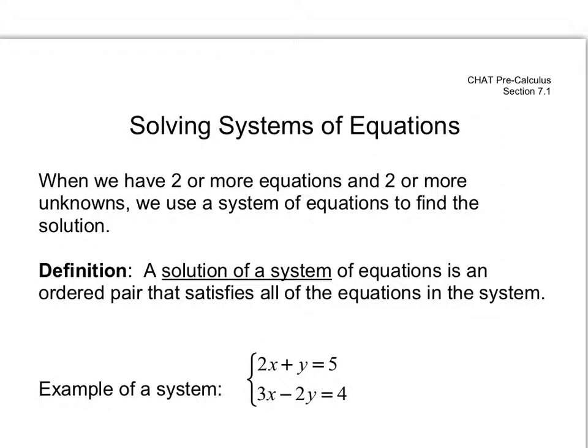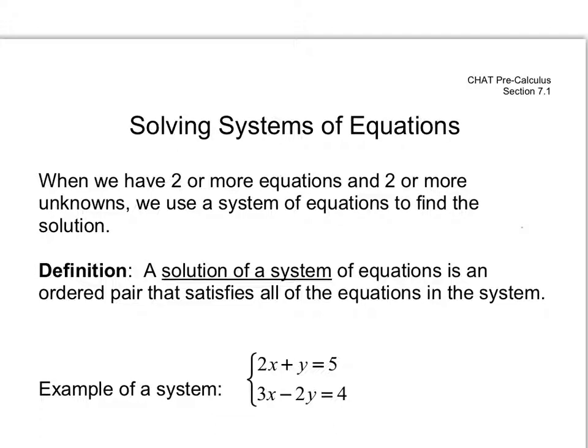Okay, this is Pre-calc, section 7.1, and we're talking about solving systems of equations. Most of what we do in this lesson is going to be review from Algebra 1 and Algebra 2. So, when we have two or more equations and two or more variables, we use a system of equations to find the solution. A solution would be an ordered pair that satisfies all the equations in the system.